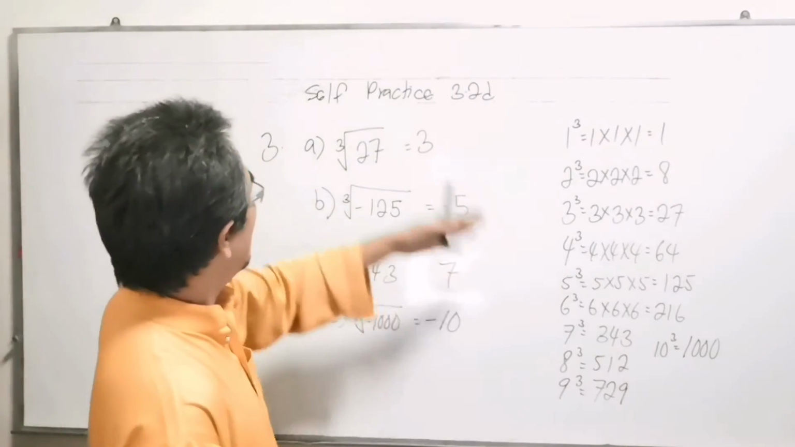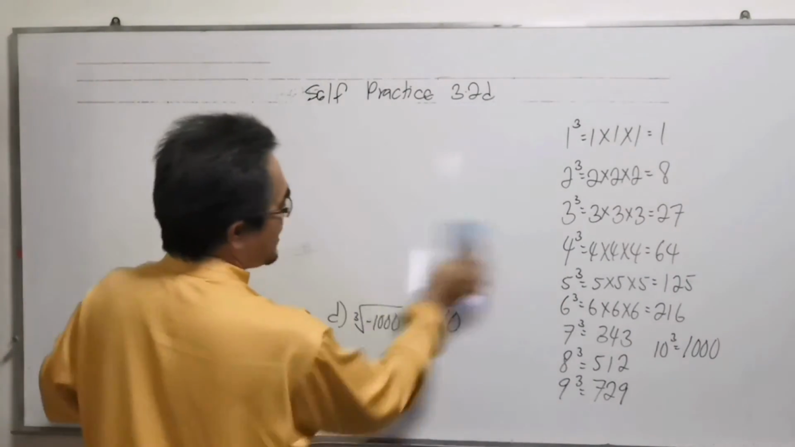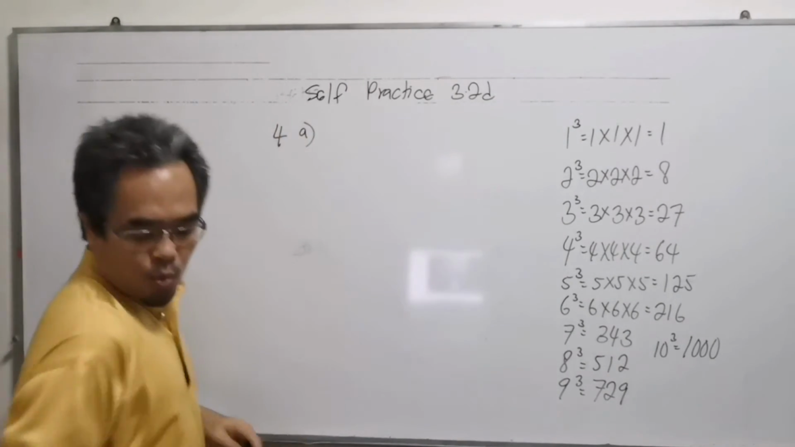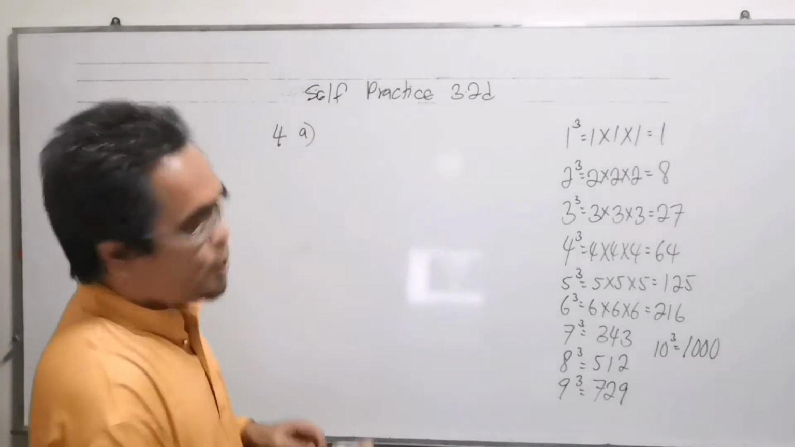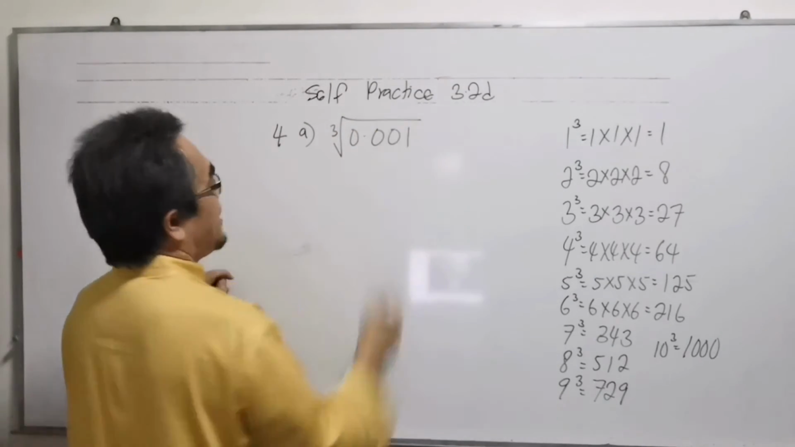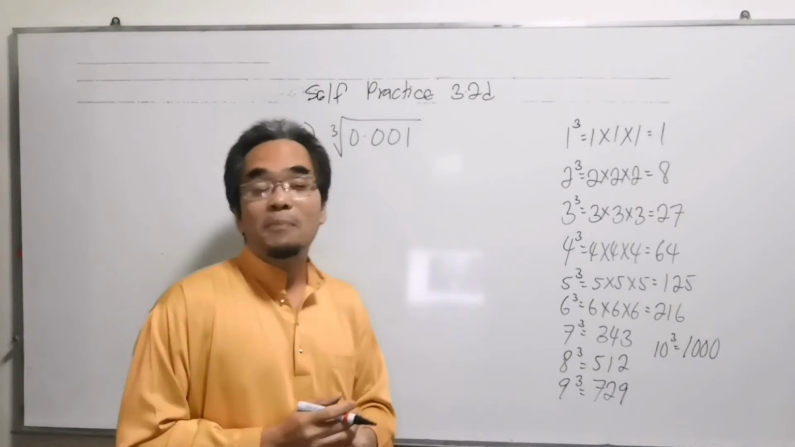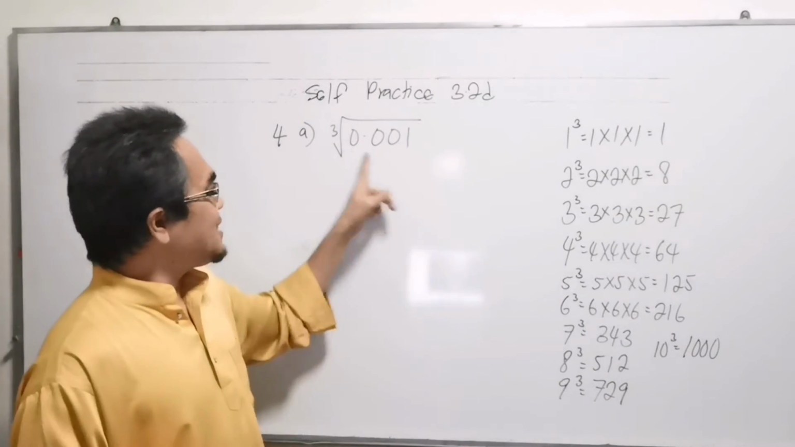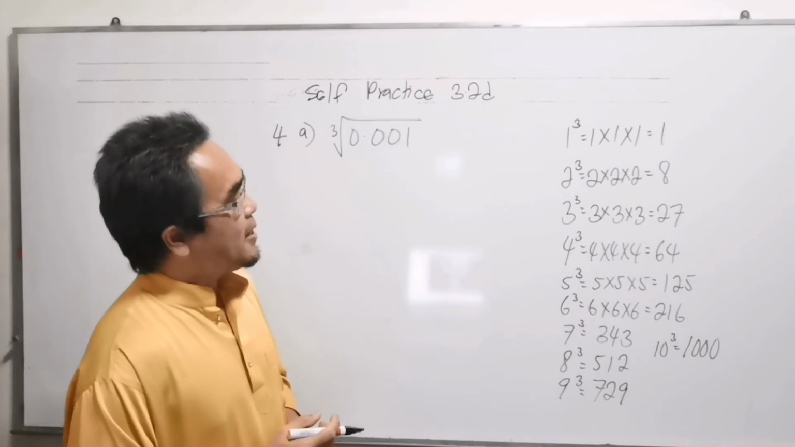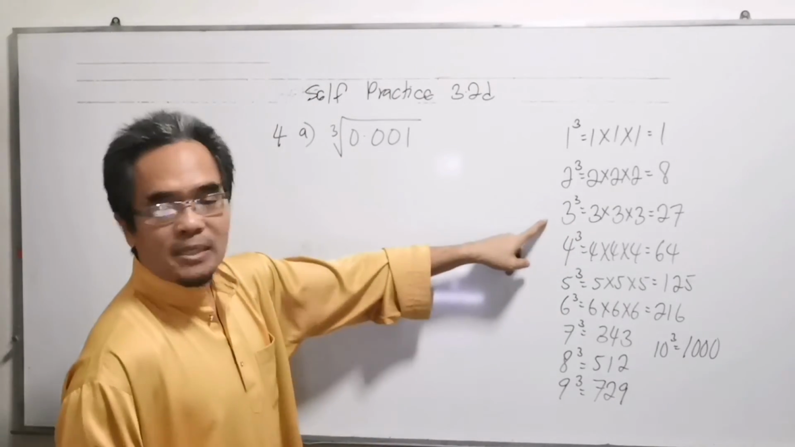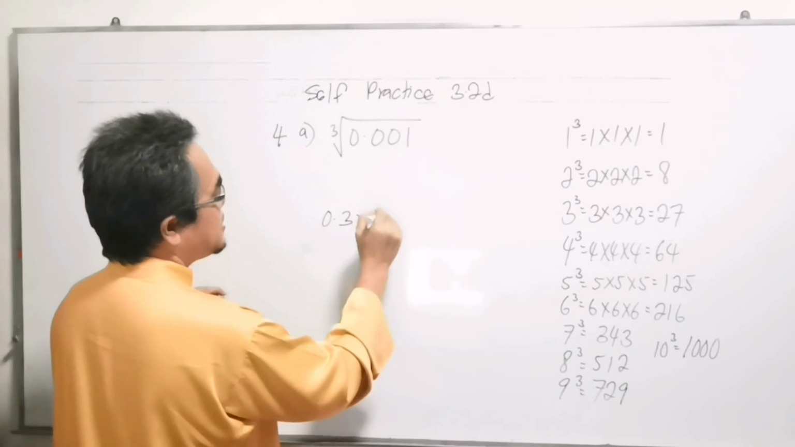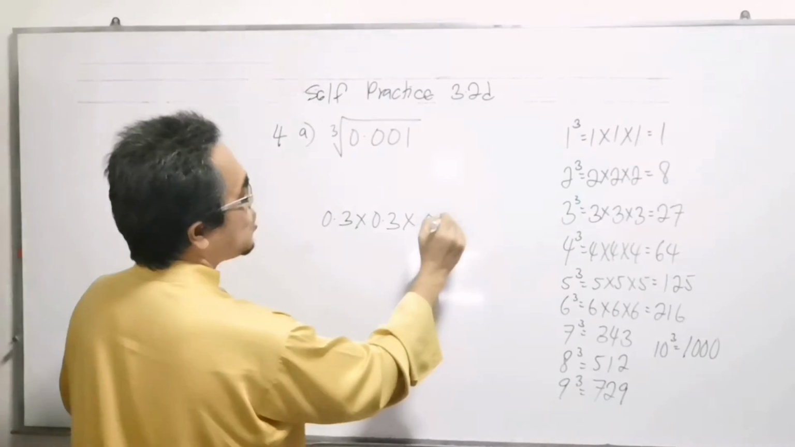With number 4, it is the same thing, using the same method. So 4a, what is the cube root of 0.001? Let's do an experiment also. If the question is negative, in decimal form, let's try. What happens if we have one decimal for this number? So 0.3 times 0.3 times 0.3.